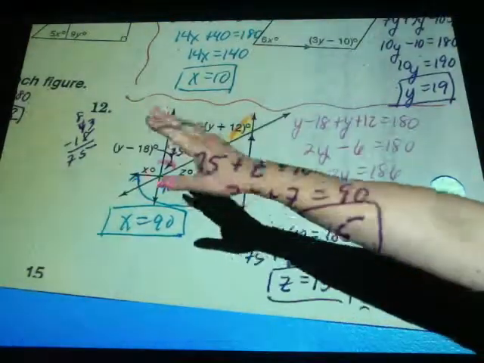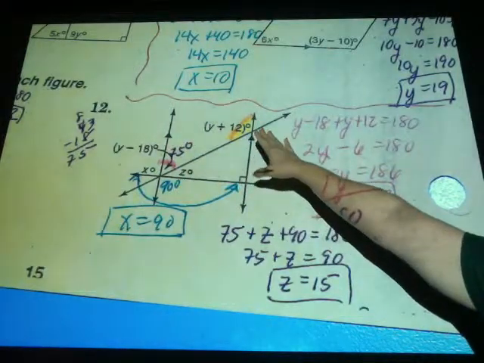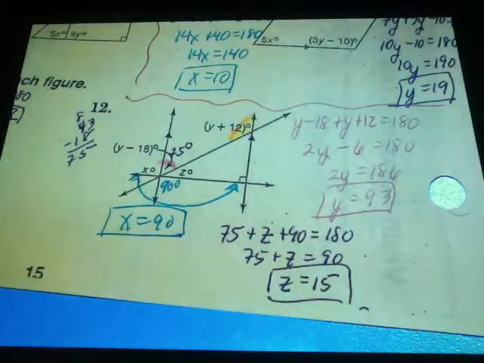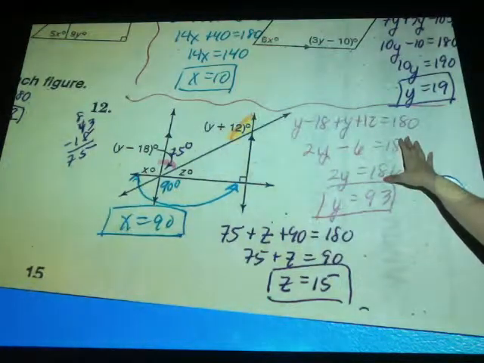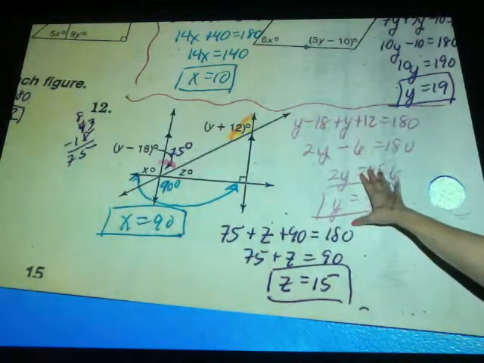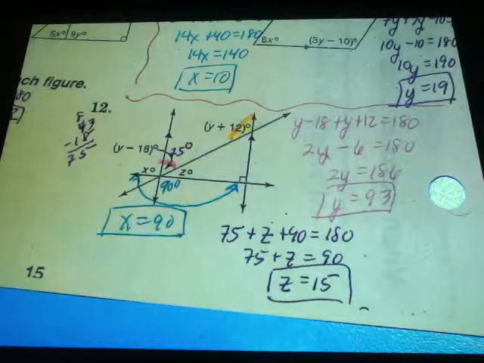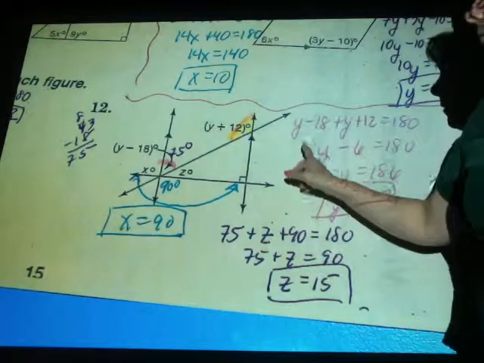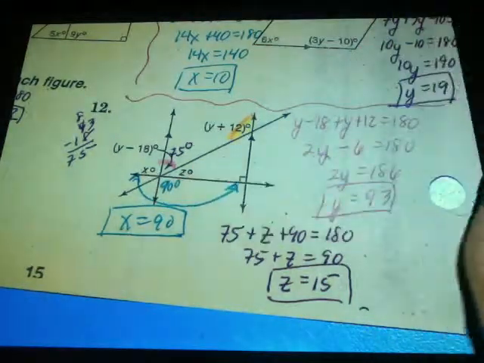I started off with this angle here and this angle here. Aren't they on the same side of the transversal? Aren't they on the interior of the parallel lines? So they're consecutive interior. Doesn't that mean that they are supplementary? So I added them together, solved, and y became 93. Then I looked for x, and this transversal, by the way, cuts into z.